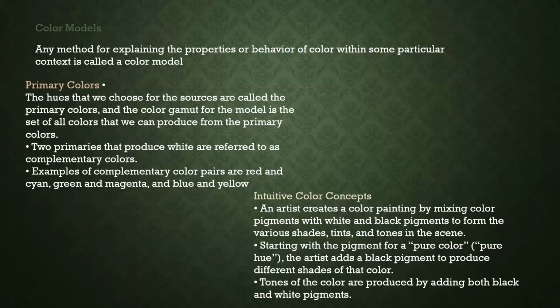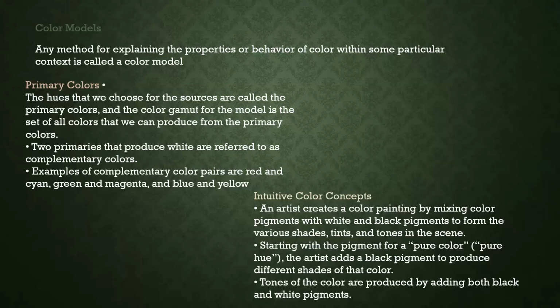With primary colors, mixing two primaries produces white, so that is called primary colors. With intuitive colors, we produce more shades, so that is the only difference between the primary colors and the intuitive color concepts. Tones of the colors are produced by adding both black and white pigments.